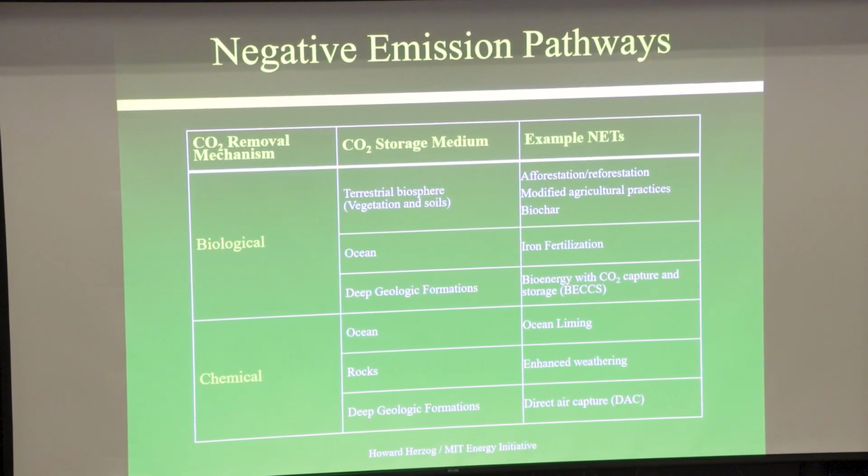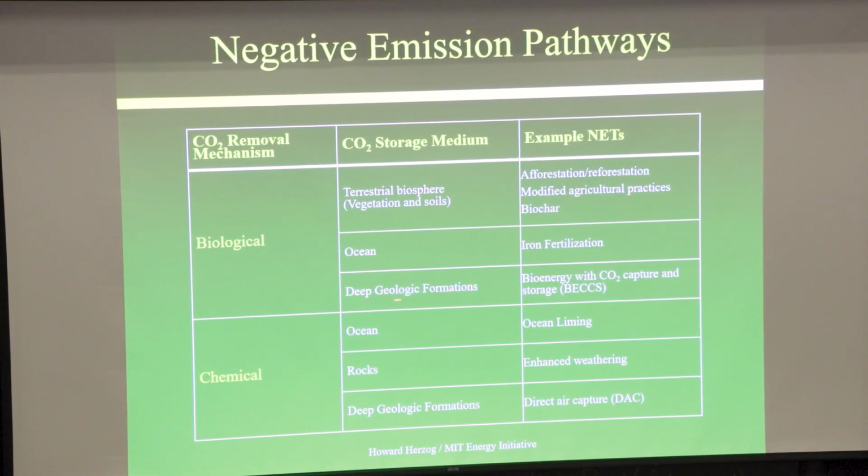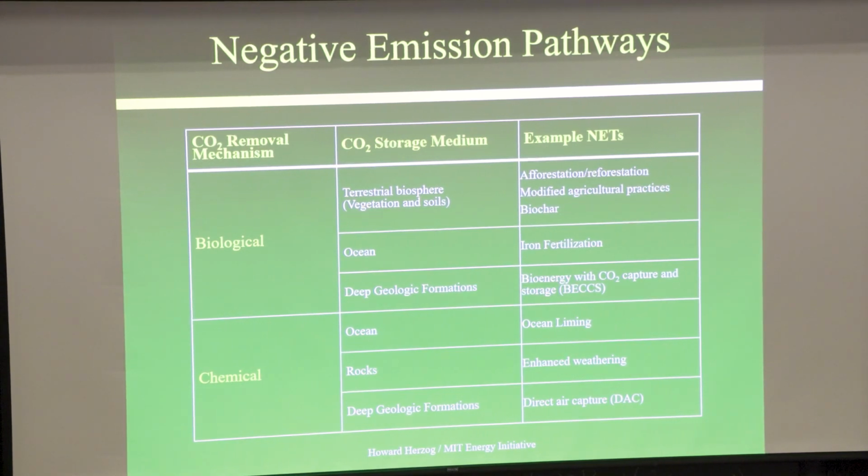And finally, you can put it in deep geological formations, and this is bioenergy with CO2 capture and storage. So the trees take the CO2 out of the air. Then when we convert the trees into energy and capture the CO2 while we do that, we have negative emissions in the long run. There's some issues with this, which I'll talk about, but this is probably one of the first that's been talked about as being able to do it on a very large scale.